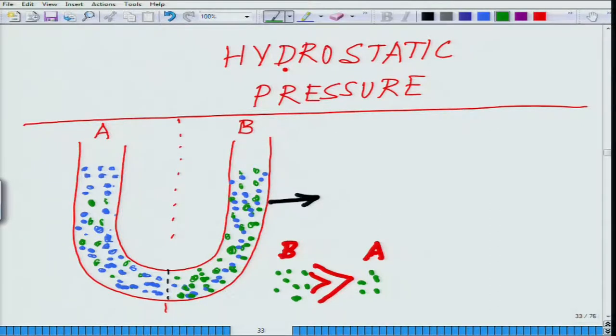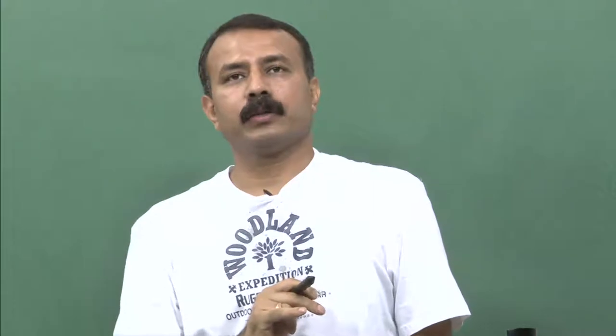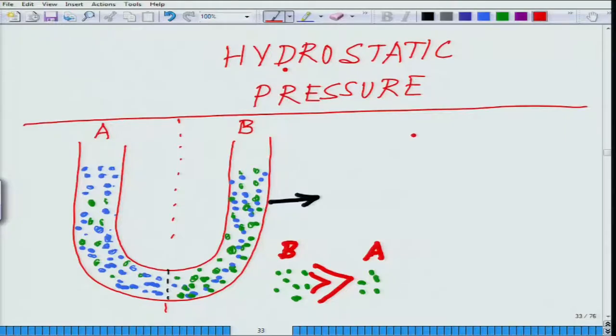So, these solute particles will try to draw as much water as possible towards B in order to equilibrate the situation. Okay? So, what eventually will happen in order to reach the dynamic equilibrium, this is what is going to happen.